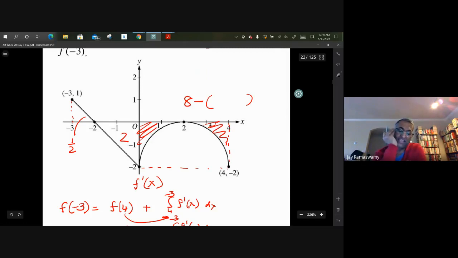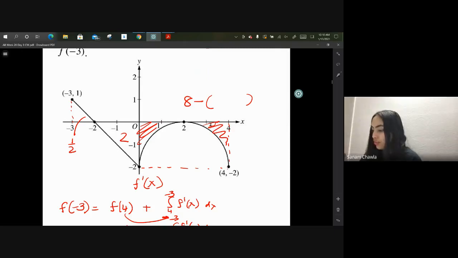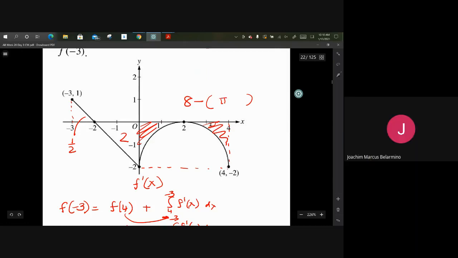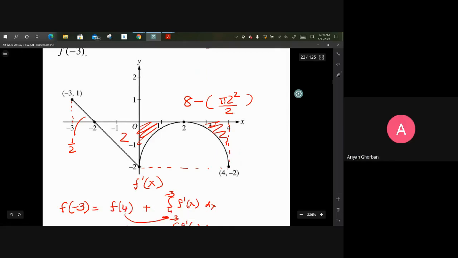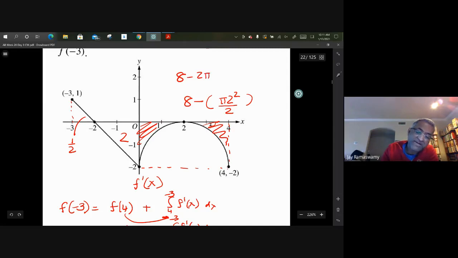Okay, let's slow down. What's the formula for area of a semicircle? Pi r squared over 2, or 1/2 pi r squared, either way. What's the radius of that semicircle? 2. So it's pi 2 squared over 2. What does that simplify to? 2 pi. So is that 8 minus 2 pi? Is everybody okay there? So that total is 8 minus 2 pi.